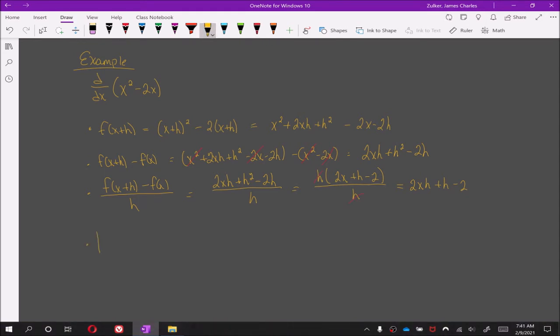And finally, take that and plug it into the limit as h goes to 0. I'm sorry, this should not have been an h there. And we're left with 2x minus 2, so this is our derivative.